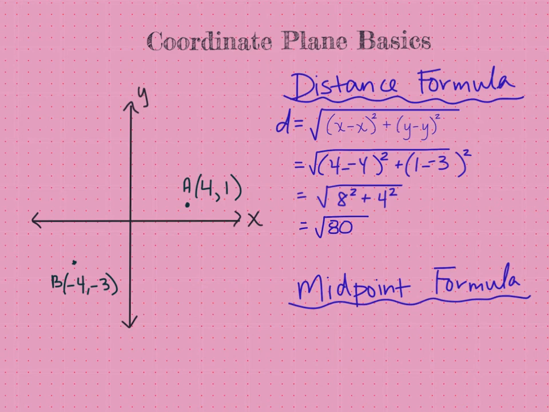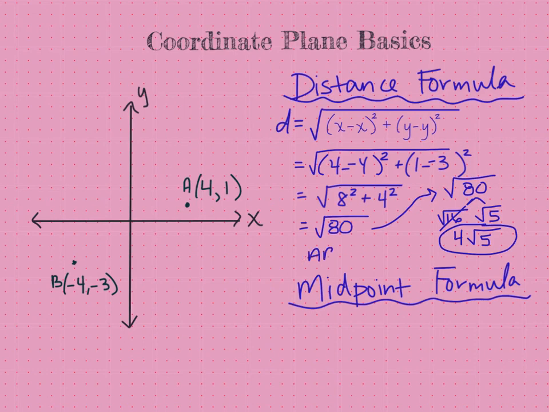So we want to think, what's the biggest perfect square that's going to fit into 80 perfectly? What is the largest perfect square factor of 80? 16 is the largest perfect square factor of 80. 16 times 5 gives us 80. And so we can break down the square root of 80 into the square root 16 times square root 5. The square root of 16 is 4, so we'll cross it out, bring it out, and we'll get 4 square root 5 as our final answer. And that is the distance between A and B. So what we can do is we can write that AB, which is the distance between A and B, is 4 root 5.